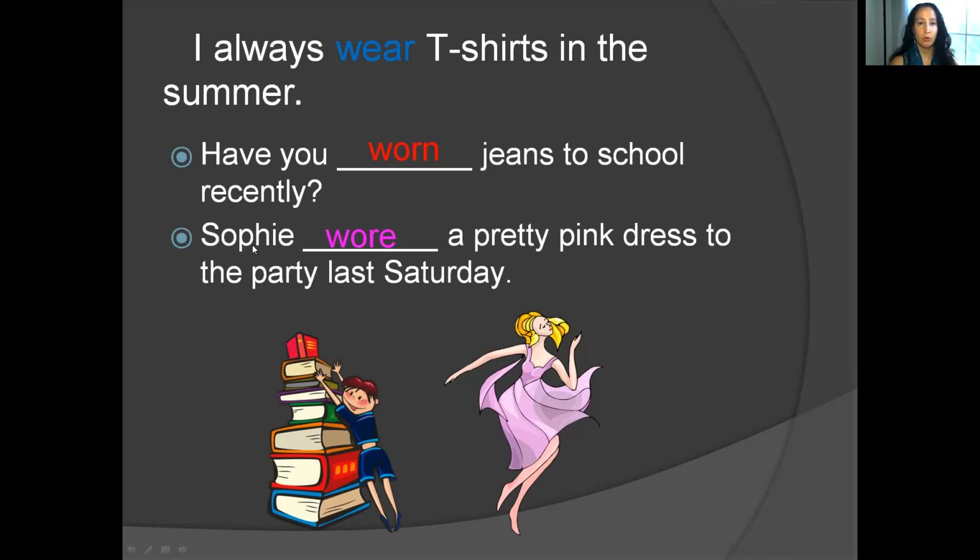We could say Sophie wore a pretty pink dress to the party last Saturday. Now these are both past tense, but remember we have. If we have or had, they would be had worn or have worn. Okay? So that's a little tricky here too. But did you get it? Congratulations for those who study so hard. I know you're doing awesome. Let's do the next one.